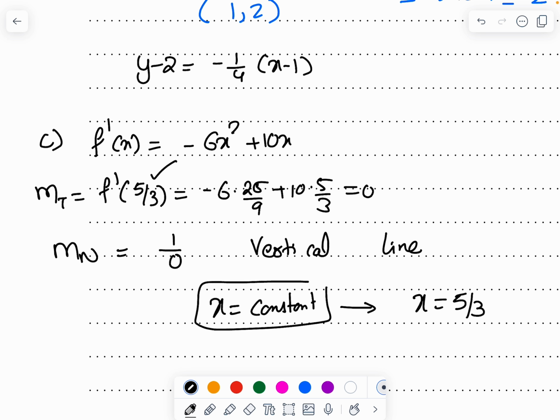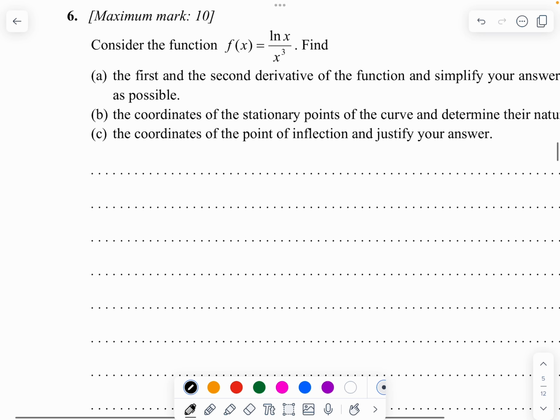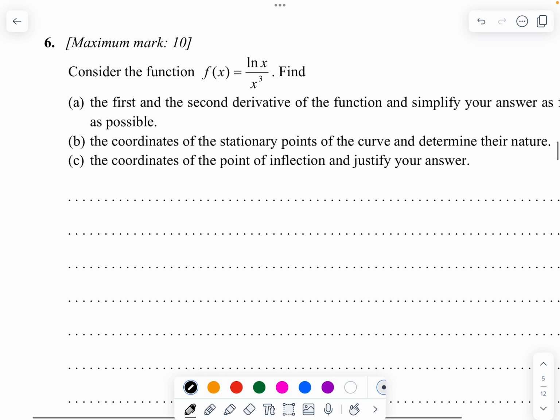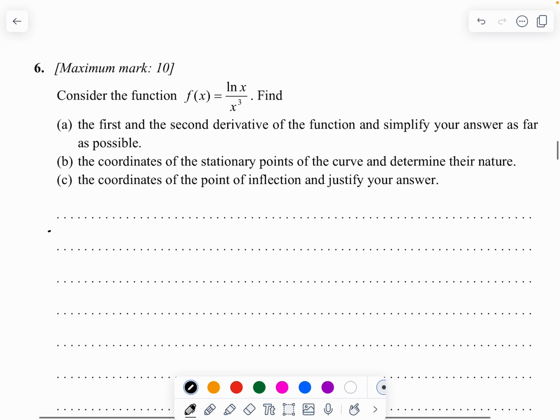That is question number 5. Now coming to question number 6. Consider the function f of x equals ln x by x cube. Find the first and second derivative of the function and simplify your answer as far as possible. So f prime x, part A.